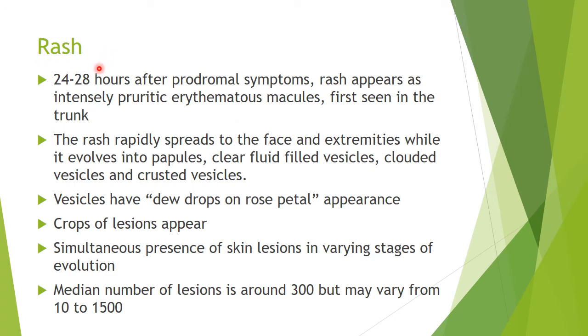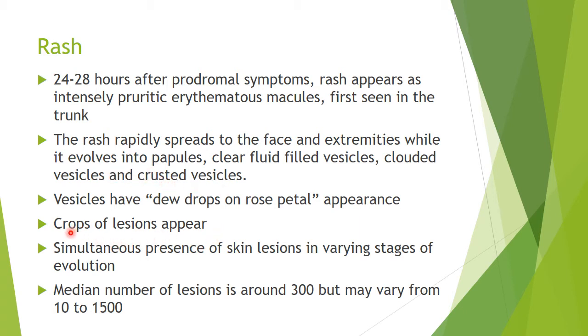So talking about the rash, 24 to 48 hours after the prodromal symptoms, the rash appears. It is intensely pruritic, very itchy, erythematous macules, so red spots, which are first seen on the trunk. The red spots rapidly spread to the face and extremities, while evolving into papules, which can now be palpated, clear fluid-like vesicles, also called dewdrop on rose petal, clouded vesicles, and then crusted vesicles.